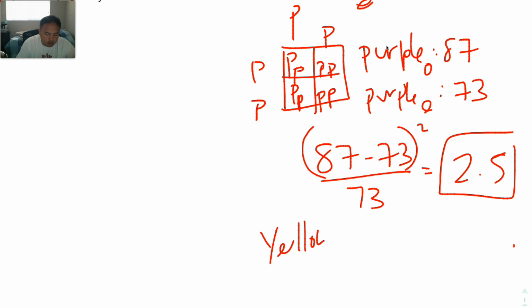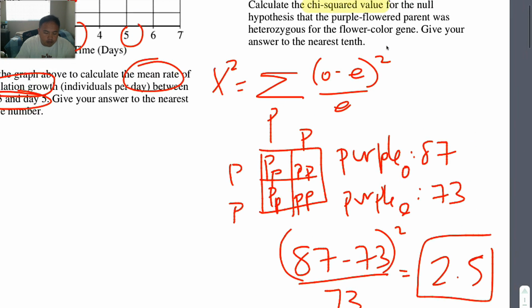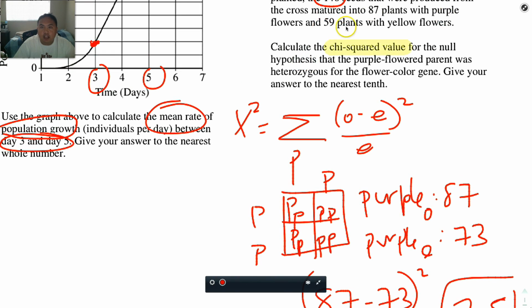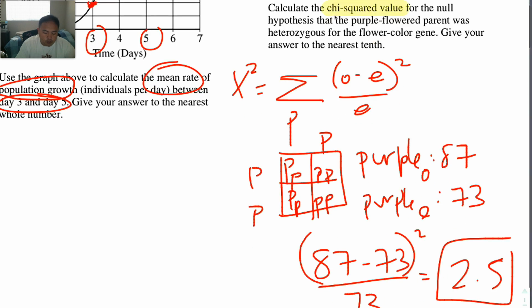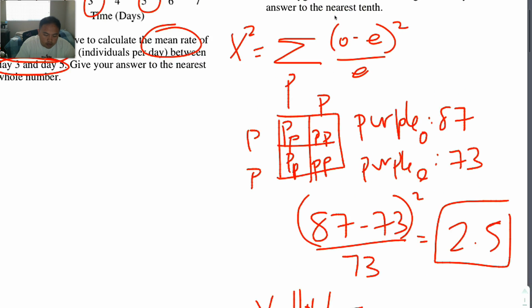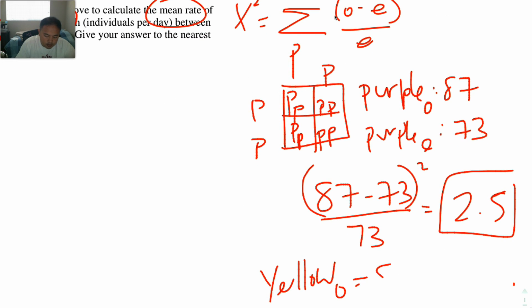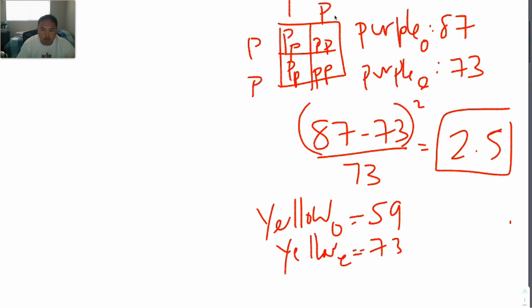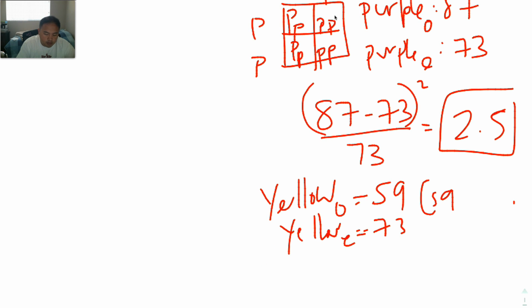For yellow, if I look at my problem, I observed 59 yellow flowers. I wasn't supposed to get 59 yellow flowers. I was supposed to get 73. Remember, it's supposed to be half and half. So observed, I got 59. My expected is 73. And now I plug it into the chi-square formula again: 59 minus 73 squared over 73. And if I add this up, I think you get 2.5 again.